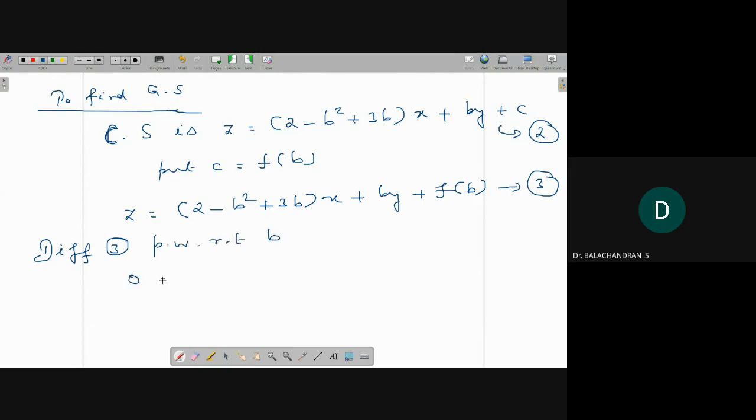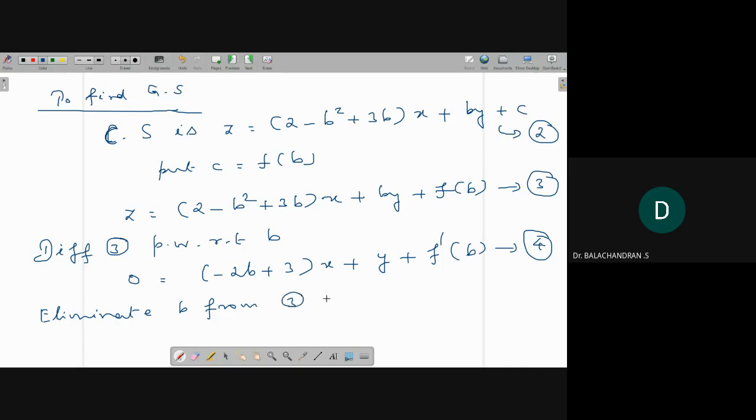So we get 0 equal to minus 2b plus 3 into x plus y plus f dash of b. Call this equation 4. So eliminate b from equations 3 and 4, and we will get the general solution of equation 1.